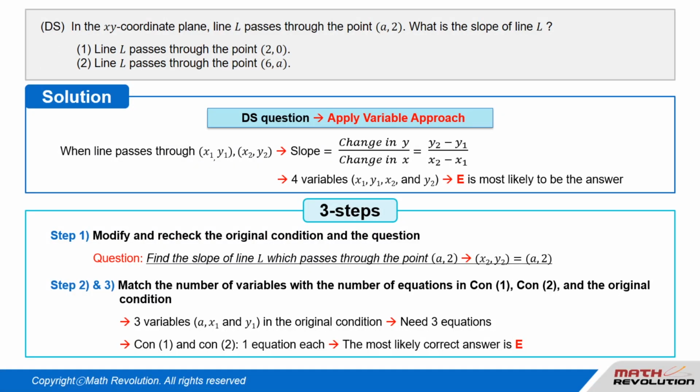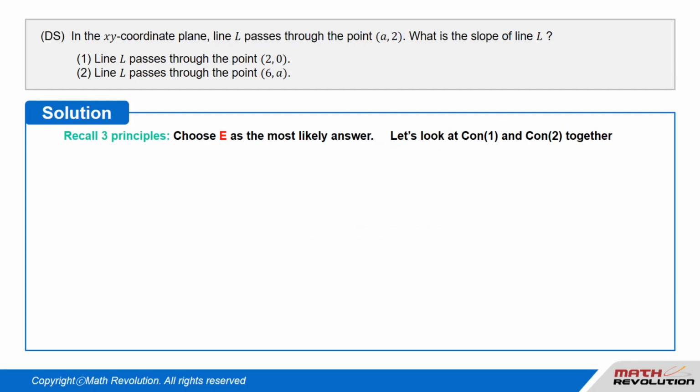From the original condition, we have 3 variables, a, x1, and y1. To match the number of variables with the number of equations, we need 3 equations. Since conditions 1 and 2 will provide just 1 equation each, it's about 80% likely E is the answer. Recall 3 principles and choose E as the most likely answer.